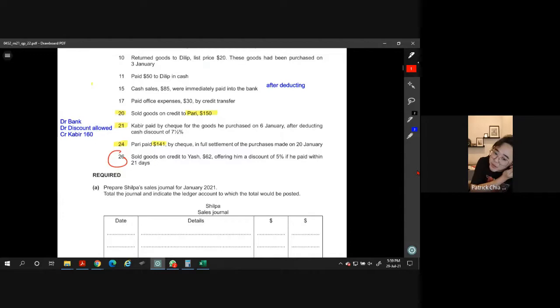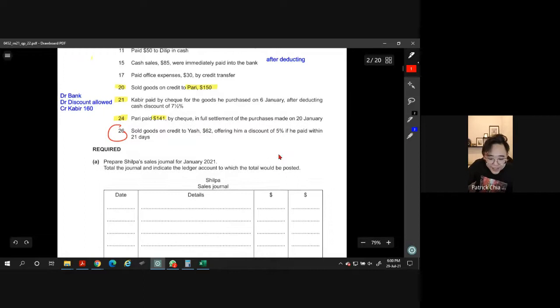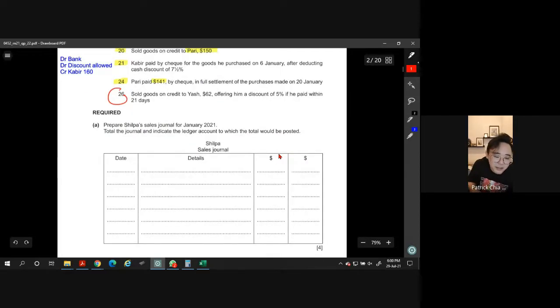Why no need? Because it's on credit. There's no money in, there's no money out. So they like to put this in just to confuse you all. The 26, we don't need to record in the cash book, but we need to record it in our sales journal. So this part, we will still test you on where to record them.